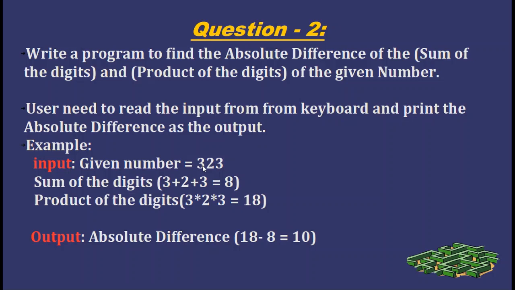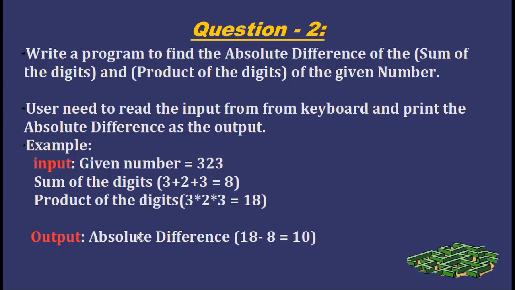It has digits 3, 2, 3. The sum of the digits would be 3 plus 2 plus 3, that is 8. And the product of the digits is 3 into 2 into 3, that is 18. So now the absolute difference would be 18 minus 8. 18 is the product of the digits and your sum is 8. So 18 minus 8 is 10. If you give the input 323, your output should be 10.